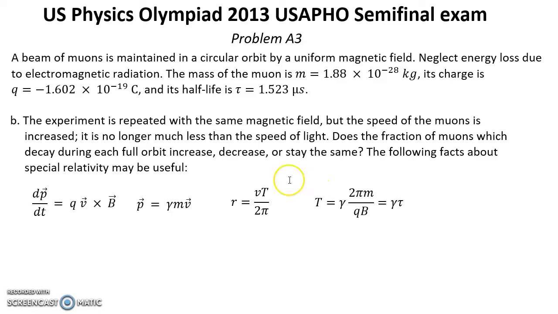So the answer for the question will not change. It means that the half-life will increase by the same factor, and we still have the same fraction of muons decay during this period of rotation.